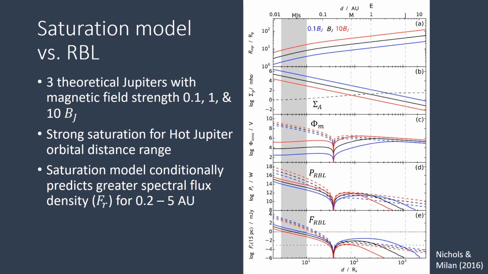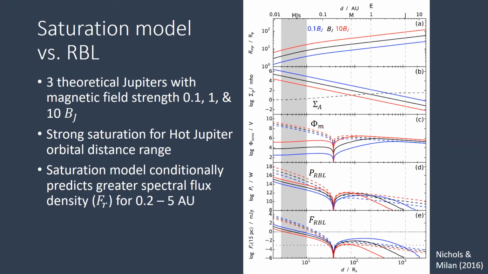And the shaded area here is the region that most hot Jupiters reside in. And so we can jump down to this plot and see that RBL predicts radio powers about 2 orders of magnitude greater than what the saturation model predicts. So this could be a reason why we have not observed any radio emission from exoplanets yet, when we were expecting to, or we could just barely have enough sensitivity to reach these levels.